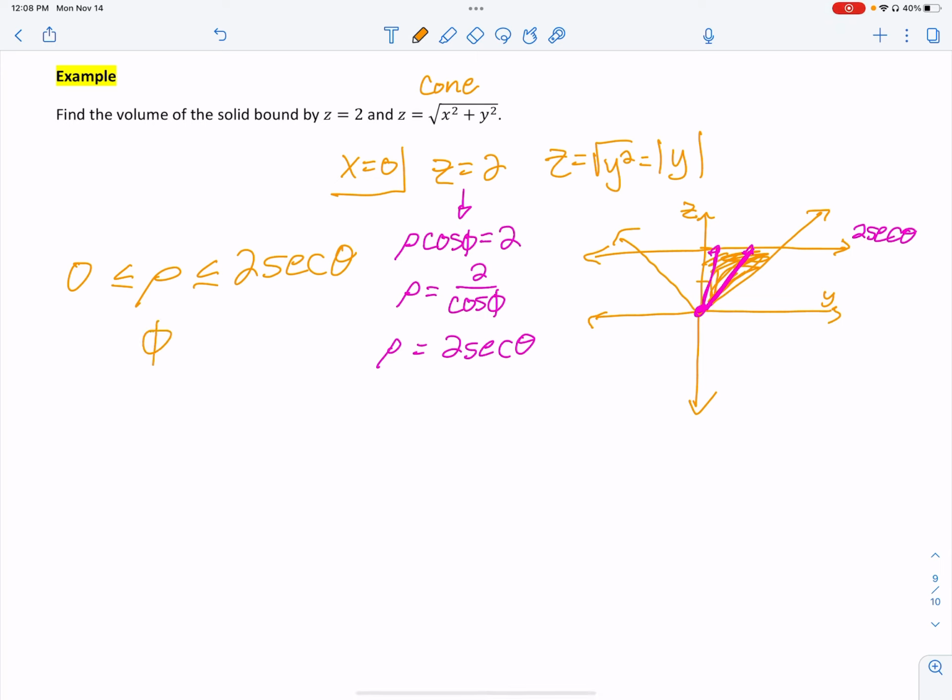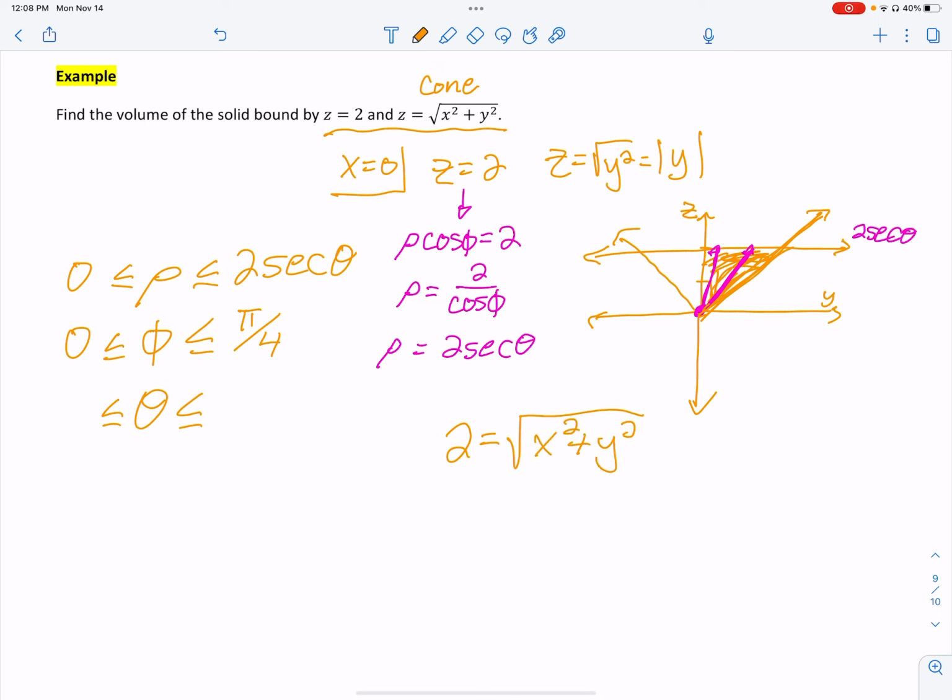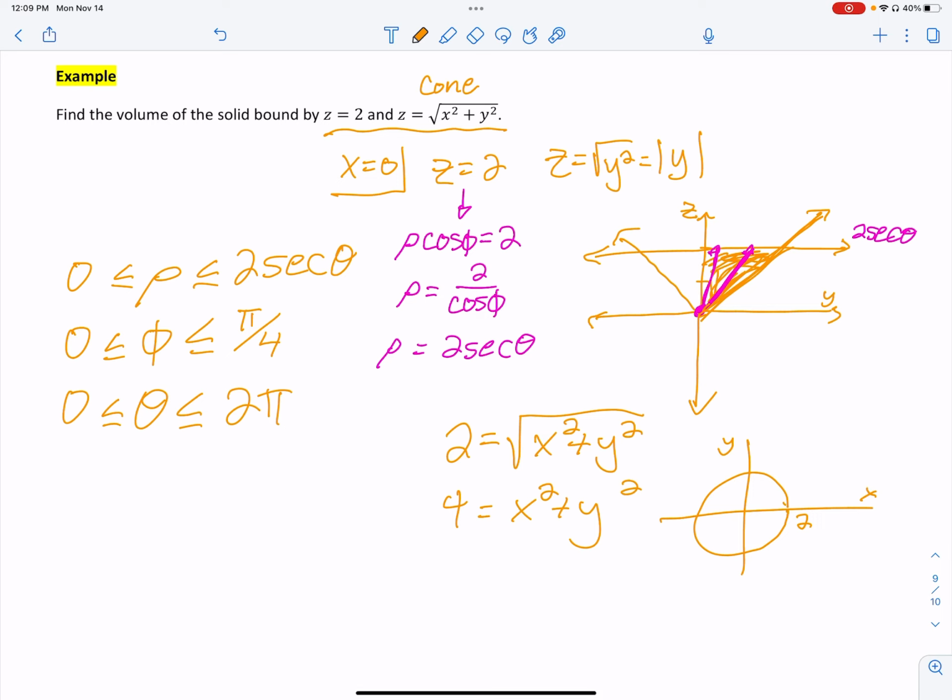All right, then we need phi. Well, we can tell from the picture, and we already had one like this, this is 0 to pi over 4. It's going to this diagonal here, and that's right down the middle. And then the last thing we have is theta. Well, if I take my two equations here and set them equal to get rid of z, I get 4 equals x squared plus y squared. That's a circle with radius 2 in the xy plane, so that will give me theta from 0 to 2 pi.